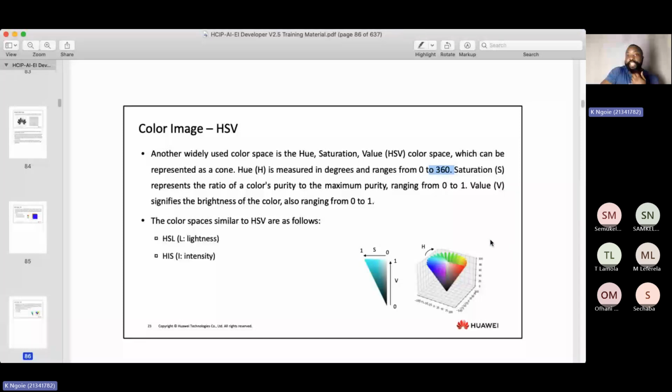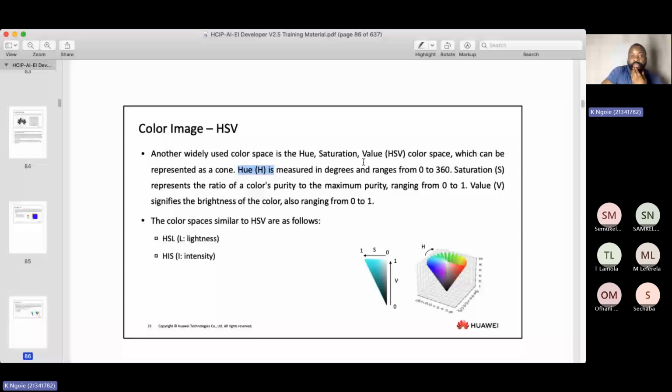The hue here would actually represent the type of color. So we have red, green, blue, and others, which is measured from an angle of 0 to 360 degrees on a color wheel, right? So this is how it's going to be measured.